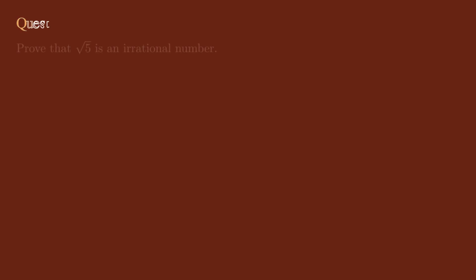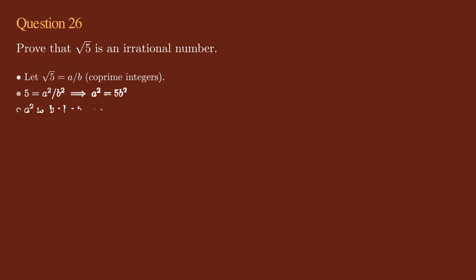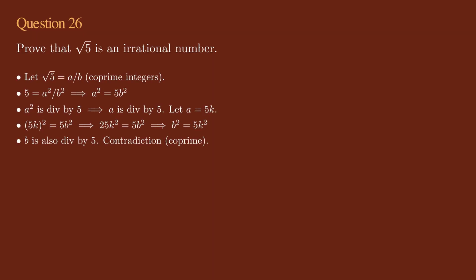Question 26. Prove that square root of 5 is an irrational number. We use proof by contradiction. Assume root 5 is rational, equal to a over b where a and b are co-prime. Squaring both sides, a squared equals 5b squared, meaning a is divisible by 5. Let a equal 5k. Substituting back, we find b squared is also divisible by 5. This contradicts that a and b are co-prime. Thus, square root of 5 is irrational.